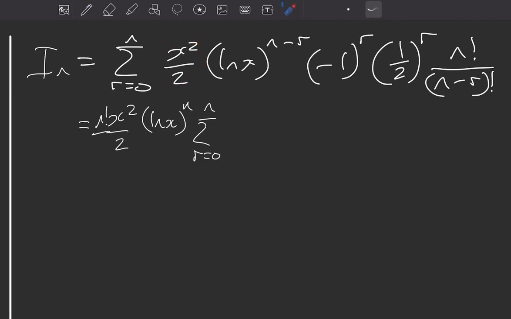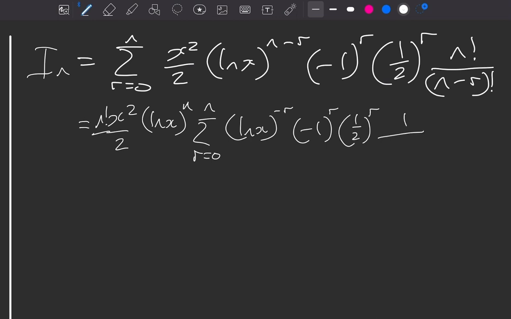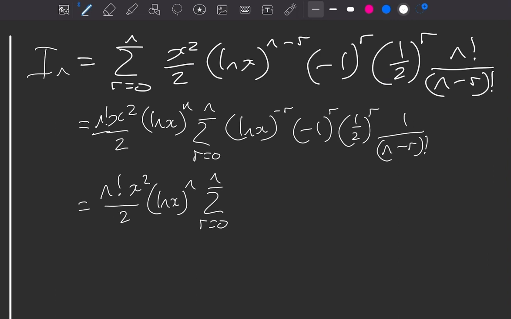We have a log x to the minus r. We have a minus 1 to the r. And we have a half to the r. And a 1 over n minus r factorial. So lovely, we'll try and simplify this bit in the middle, make it a bit nicer to look at. n factorial, x squared on 2, multiplied by the natural log of x to the power of n, all stay at the front. Still the same summation, r from 0 up to n.